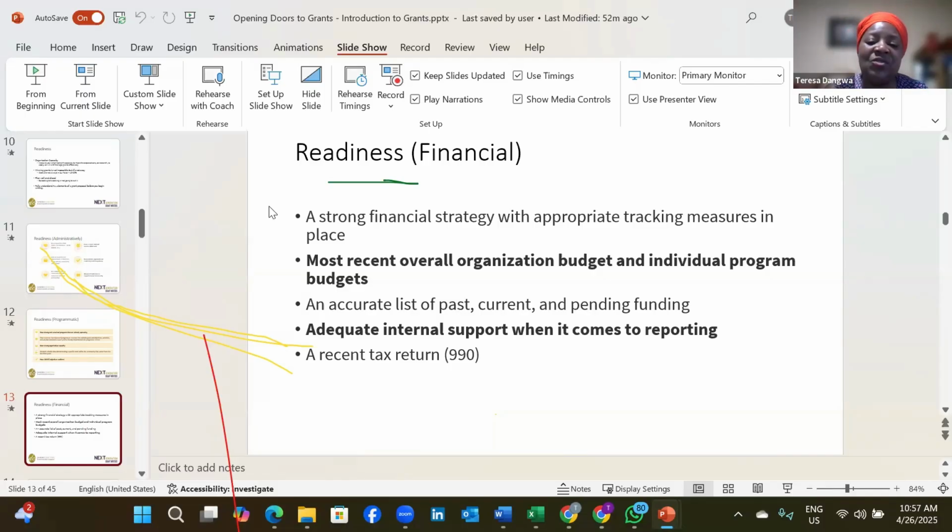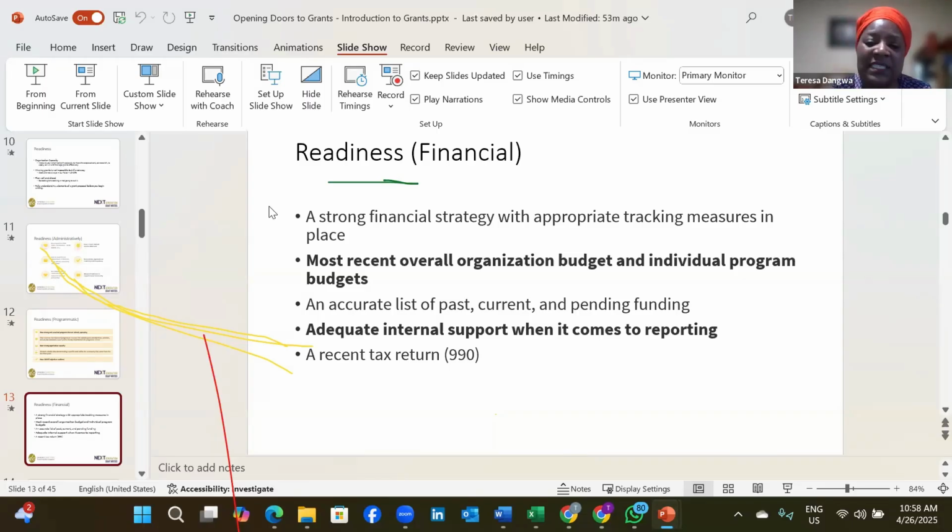And then you have an accurate list of past, current, and pending funding. Pending funding means that you have received that letter. Remember what we talked about in the process. You have received that letter of "we are giving you an award." That's pending until you have actually received the funding. So you can include that in your proposal.